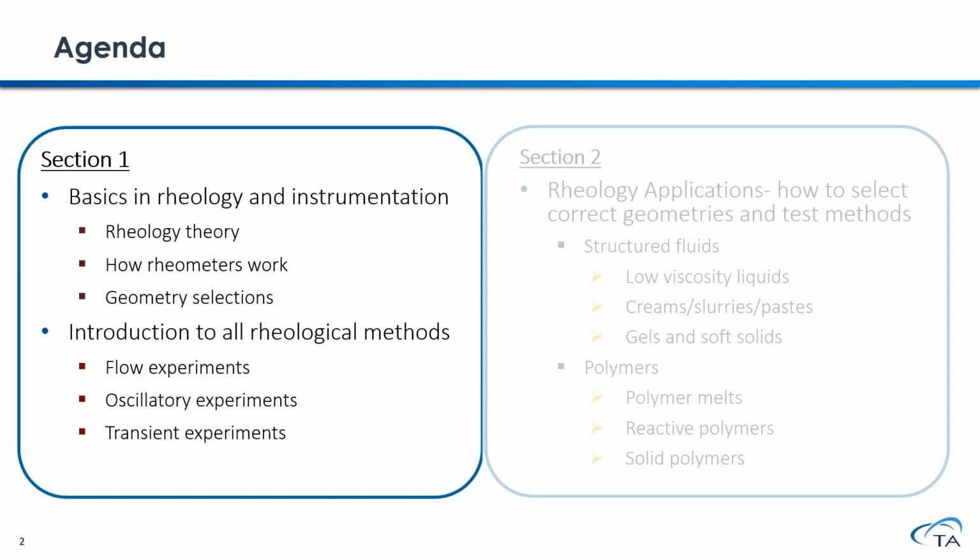After that, we're going to introduce all of the commonly used rheological test methods that you can use to measure your sample. Specifically, we're going to talk about how to design a flow experiment to measure the viscosity, and how to design and set up an oscillatory measurement to measure viscoelasticity of your material. At the end, we're going to talk about how to design transient experiments such as stress relaxation or creep recovery.